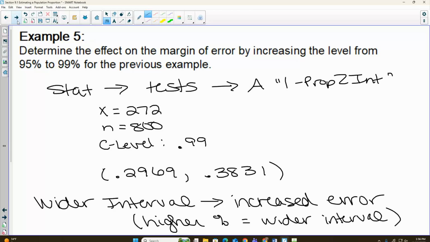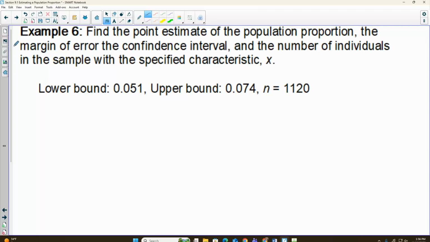Let's look at this question. Find the point estimate of the population proportion, the margin of error of the confidence interval, and the number of individuals in the sample with the specified characteristic, X. The point estimate is p hat, the margin of error is E. I'm working backwards here. What I gave you was the confidence interval. Let's pretend we have a confidence interval that goes from 0.051 to 0.074. My n is 1,120. Can you find these things from it?